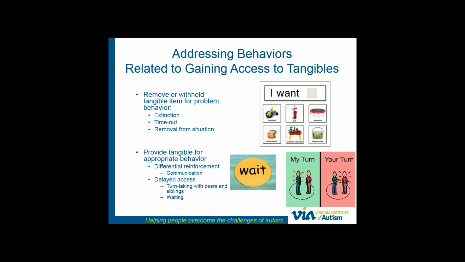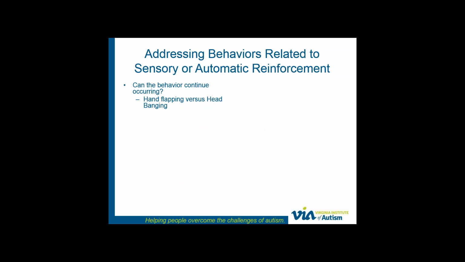And then we talked about delayed access, which is really tricky with tangibles because sometimes our kids want what they want and they want it right now. So that's kind of the challenge that we get with tangibles. So let's talk about sensory or automatic reinforcement real quick, and then we'll be done for today.